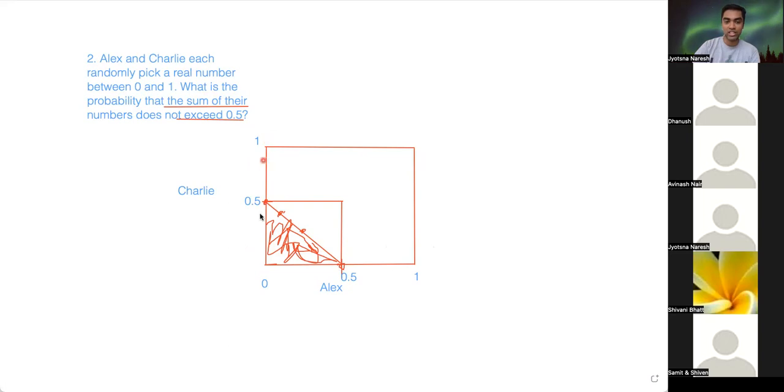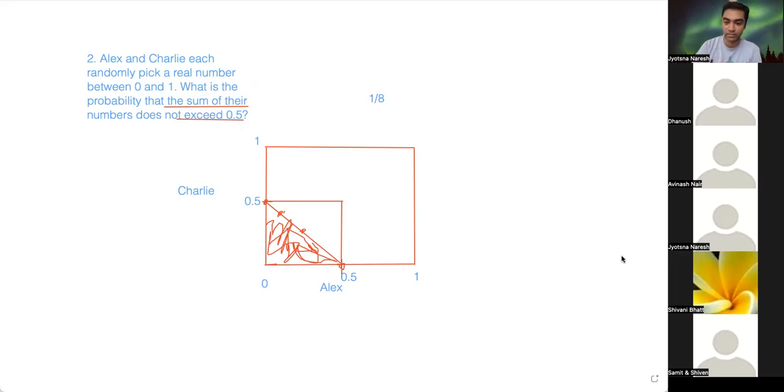So the entire square corresponds to all the possibilities. Any choice that Alex chooses, any choice that Charlie makes. So the total is 1. The potential area that corresponds to the sum of the numbers being less than 0.5 is this triangle, which is 1/8 of the total. So the answer here is 1/8. So the probability that the sum does not exceed 1/2 is 1/8.